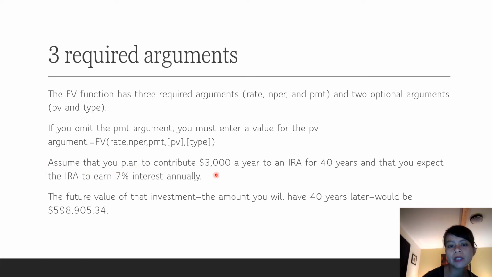Assume that you plan to contribute $3,000 a year to an IRA for 40 years, and that you expect the IRA to earn 7% annually. The future value of that investment, the amount you have 40 years later, would be this amount. That is the future value. If you're going to give $3,000 a year for 40 years at an interest rate of 7%, that is actually worth this amount down here, $598,905.34. That's what it's worth in 40 years.